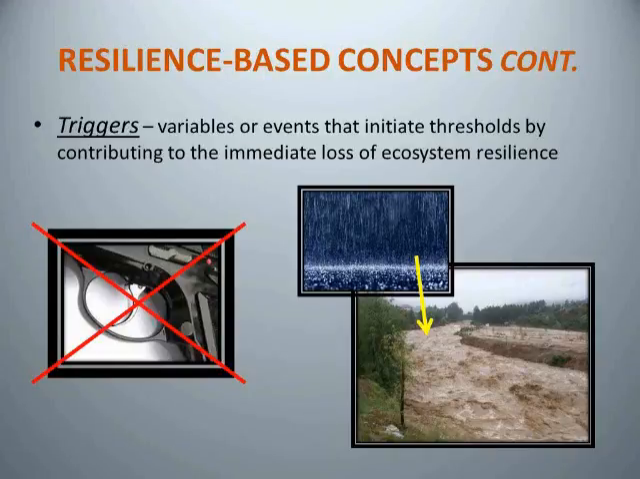So the other term that's kind of new in state transition models is triggers. And there's been a lot of talk about gun laws lately, so we're not talking about these kinds of triggers. But triggers are events that initiate thresholds by contributing to the immediate loss of ecosystem resilience. So you can think of a lot of rain, we get a huge flash flood, that's a trigger.